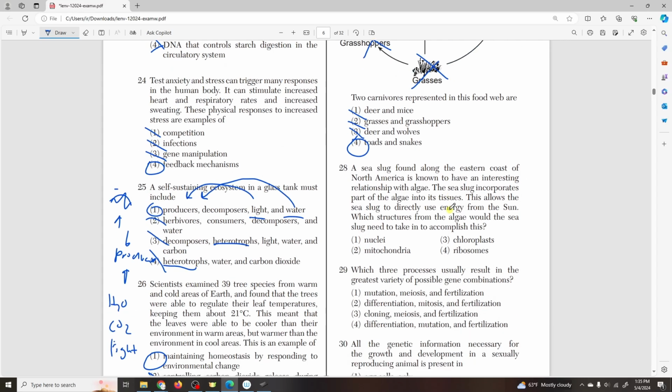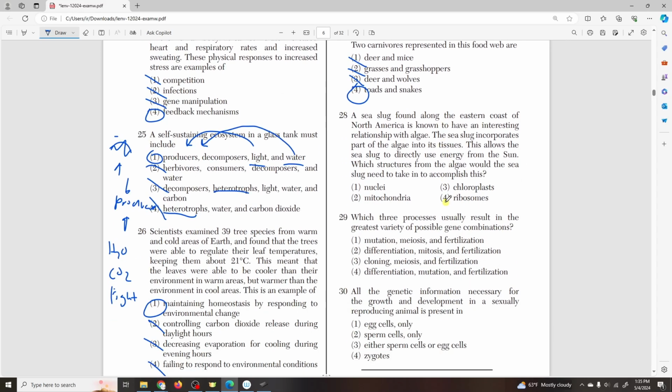So number 28 says a sea slug found along the eastern coast of North America is known to have an interesting relationship with algae. The sea slug incorporates part of the algae into its tissue. This allows the sea slug to directly use energy from the sun. Which structure from the algae would the sea slug need to accomplish this? It would need chloroplasts to accomplish this, right? The algae is green because of the chloroplast. The chloroplast is where photosynthesis occurs because it's where you have water in combination with CO2 and sunlight to produce energy, right? So you need chloroplasts for that.